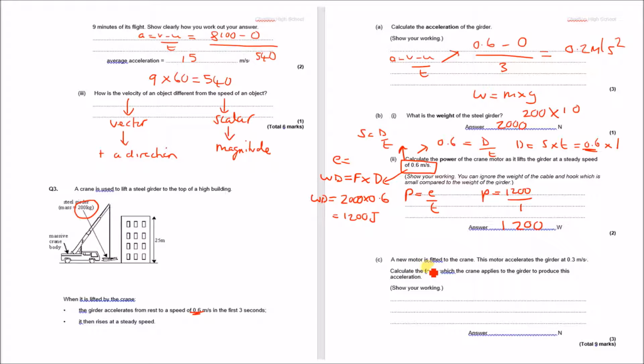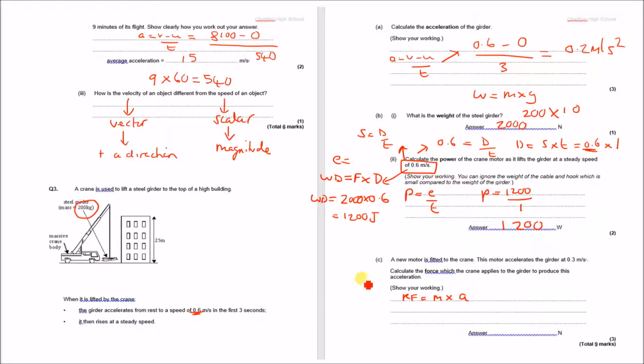Right, a new motor is fitted to the crane. This motor accelerates the girder at 0.3 meters per second squared. Calculate the force which the crane applies to the girder to produce this acceleration. So we're after the resultant force which gives the acceleration. Now resultant force is equal to the mass multiplied by the acceleration, but we need to know the overall force. So this is a bit of a tricky question because they're asking for more than one thing.